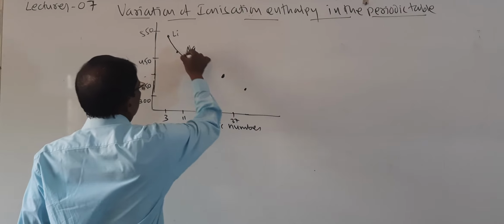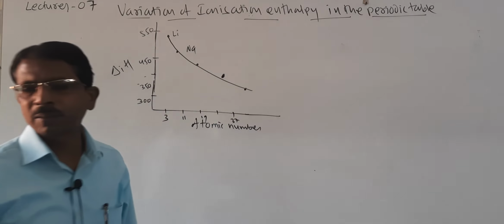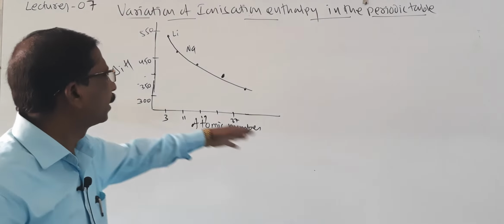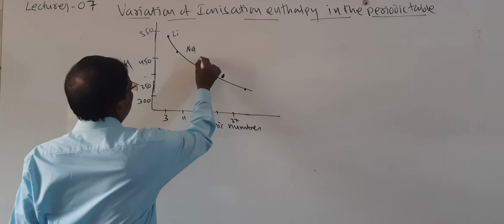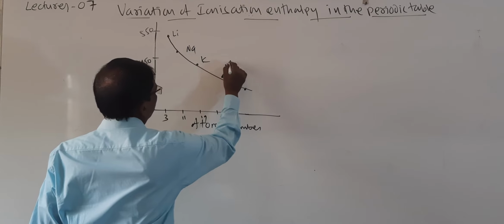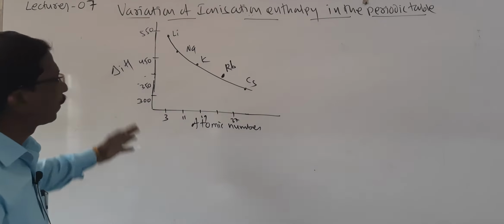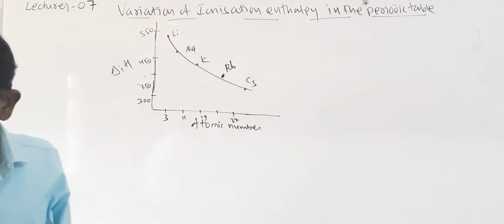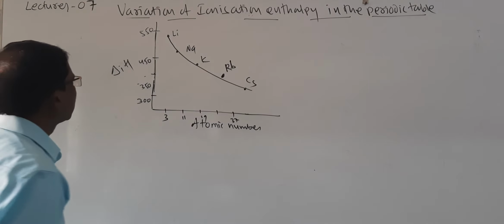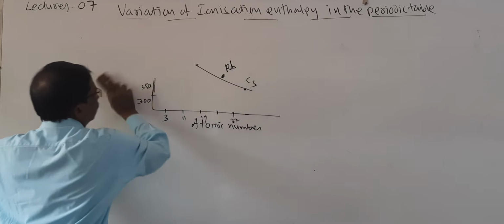So the graph goes like this, it goes on decreasing: lithium, sodium, potassium, rubidium and cesium. It is the graphical representation. Now, students, let us see what happens along the period.